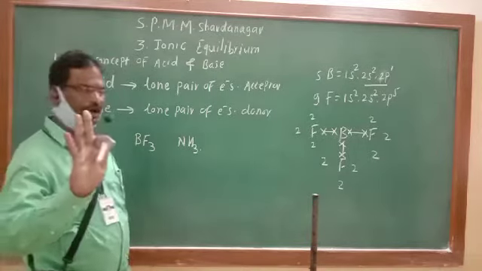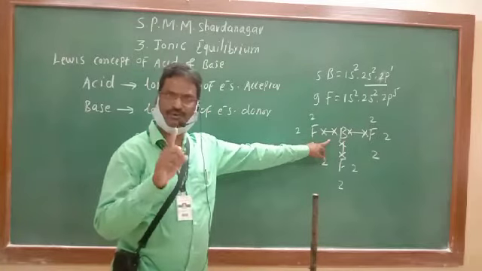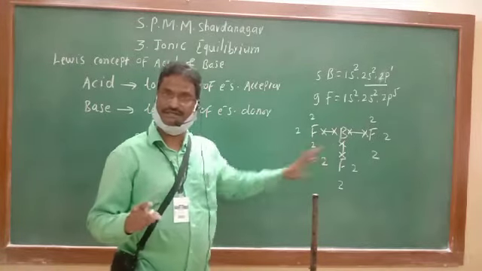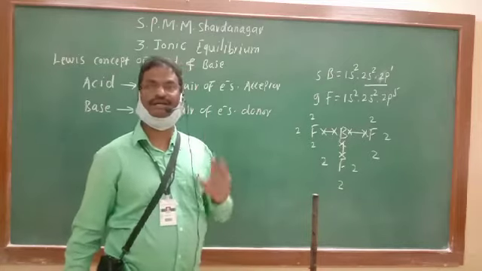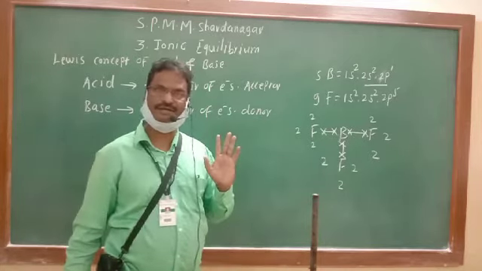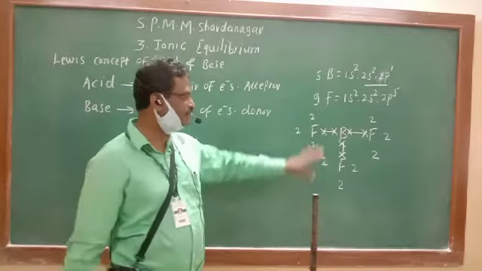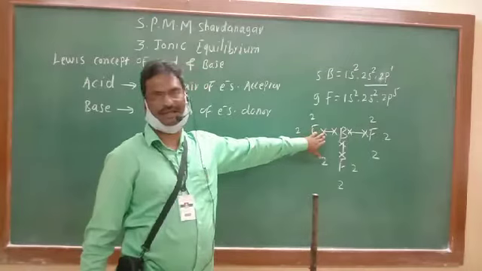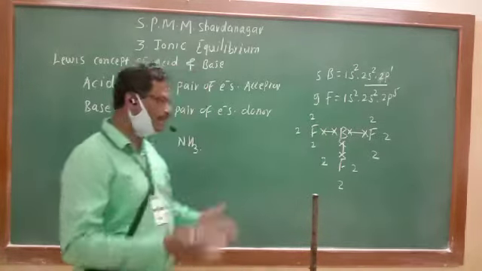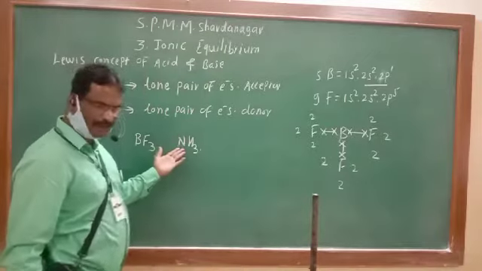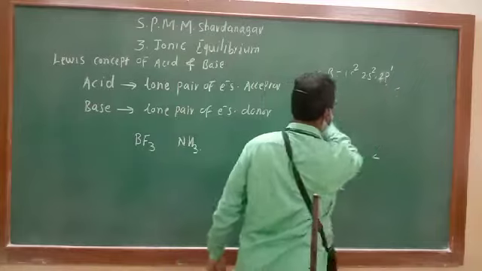You got it? How is BF3 capable of accepting the lone pair of electrons? Because boron has 6 electrons around itself. In order to complete the octet, it requires totally 8 electrons. Therefore, it is a lone pair of electron acceptor, and this is acting as an acid. On the other hand, if we see the case of ammonia, NH3, see here the structure of ammonia.